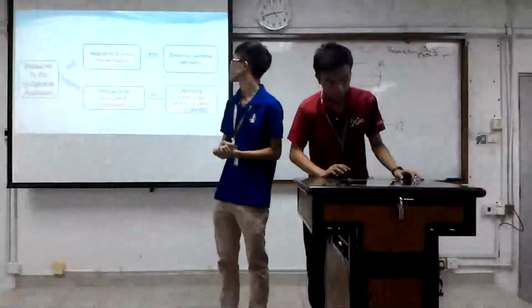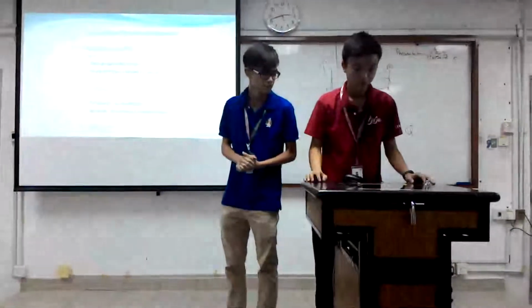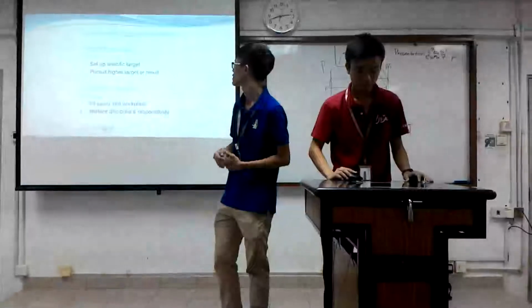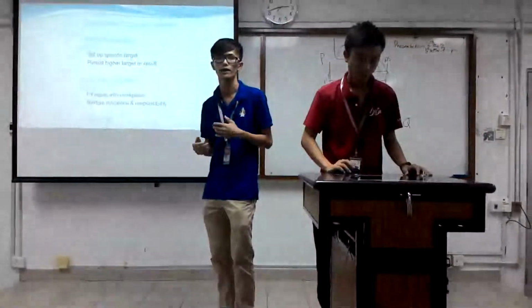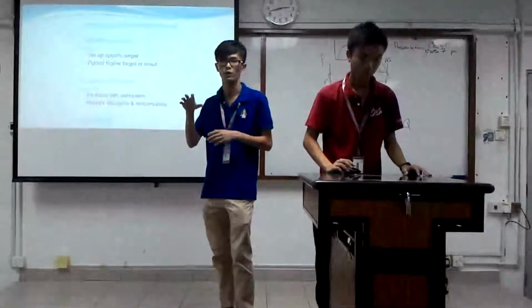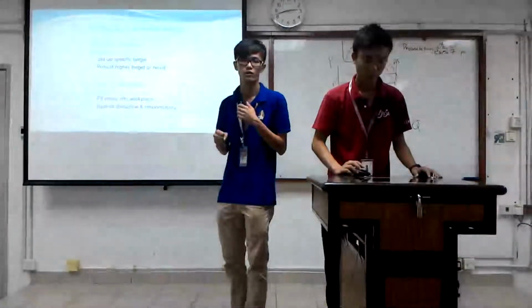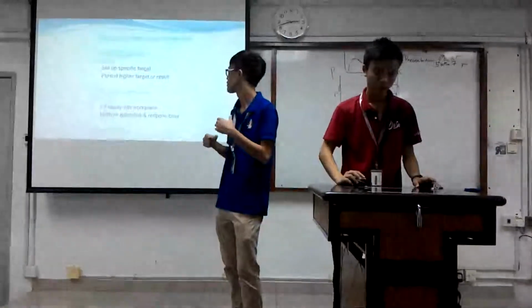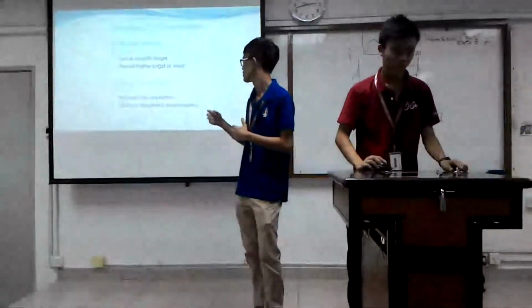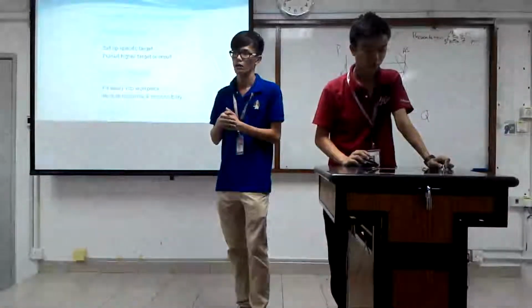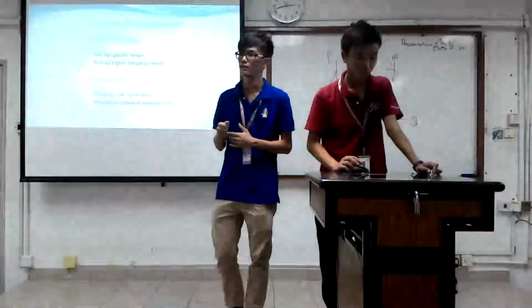So to summarize, objective appraisal has two main reasons: set up specific targets and also pursue higher targets or results. This means objective appraisal is more about something that you can measure and is result oriented. For subjective appraisal, you have to imagine more. For example, discipline and responsibility is something that we cannot measure by numbers.